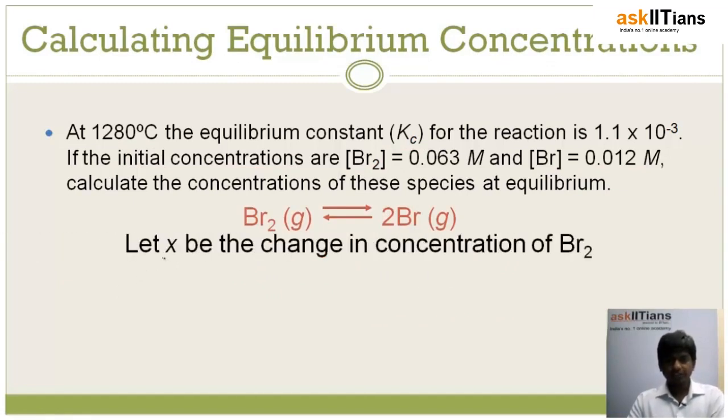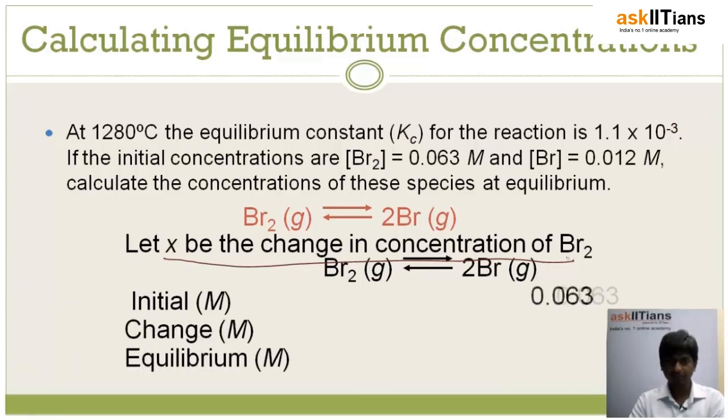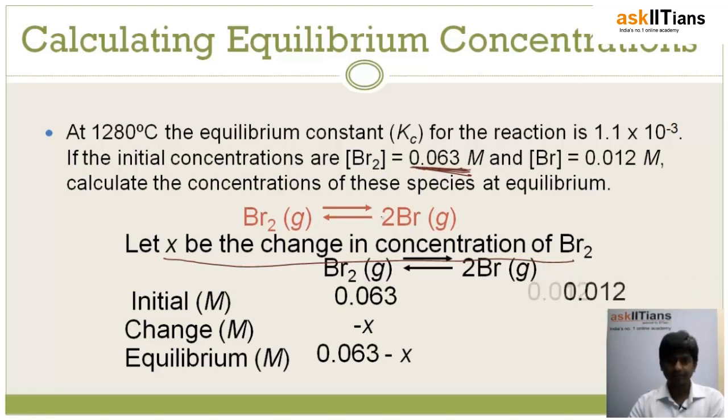Let x be the change in the concentration of bromine. We all agree that the bromine's concentration will change, so let x amount of molecular bromine break into atomic bromine. Therefore we write the equation with initial concentration, change, equilibrium, the ICE method. The initial concentration is this much molar, as given in the question. The change will be minus x, therefore the equilibrium concentration will be the initial minus x.